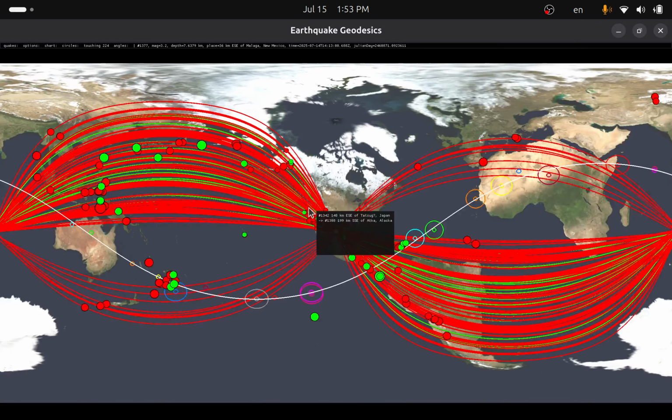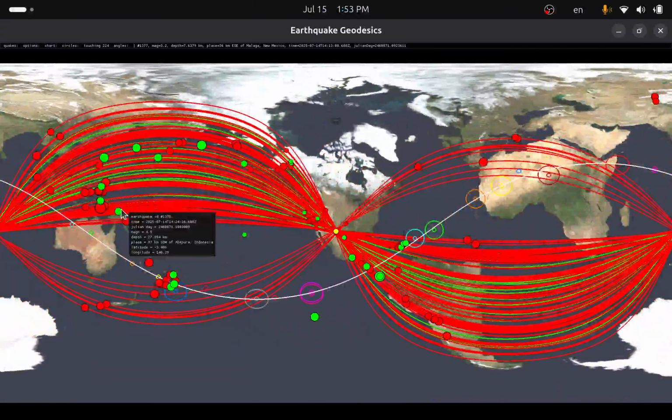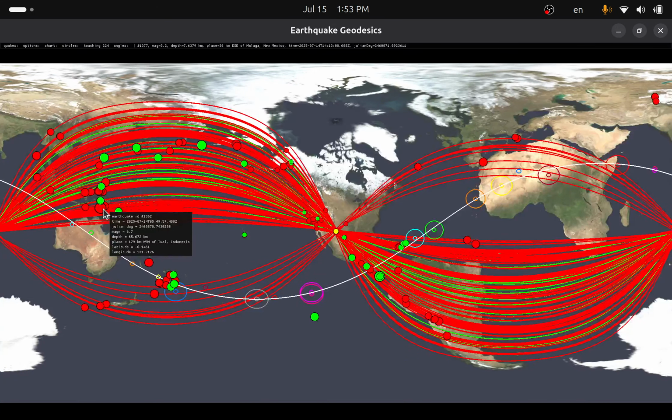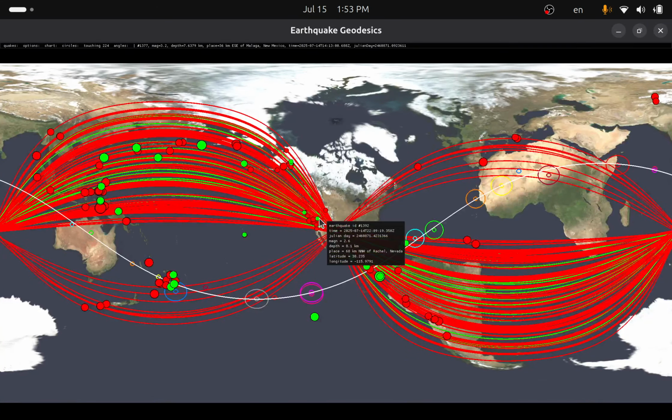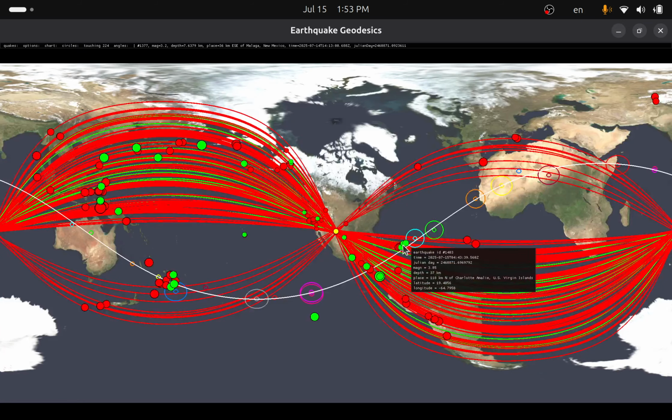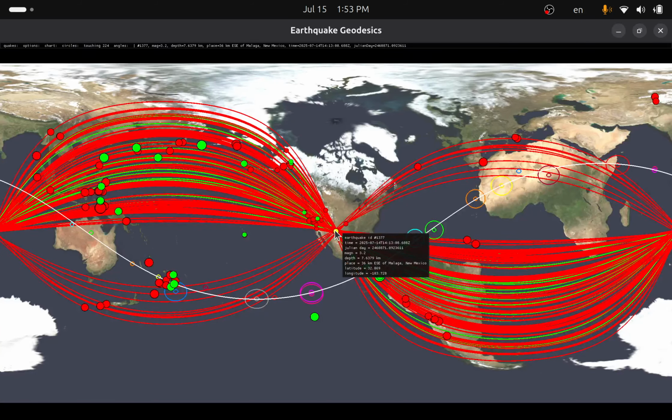Here's a nice plus grouping of geodesics. Once again, spherical harmonic modes, maybe. We'll see. And there is connecting activity from the Indonesia 7-point at least to other quakes, like Caribbean quakes, to New Mexico.